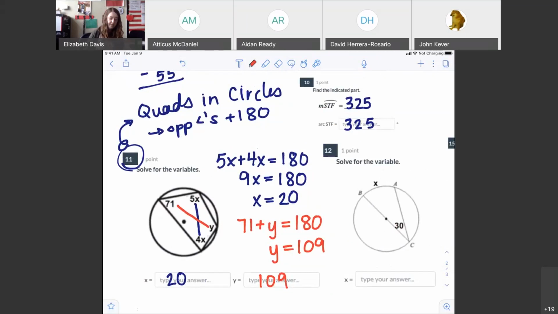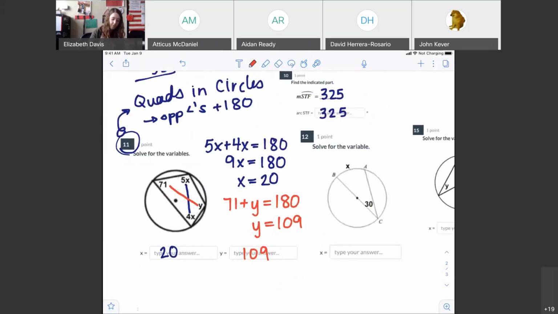On this next one, our vertex is on the circle. So that means my angle is equal to my arc divided by 2. Go ahead and try number 12, please.